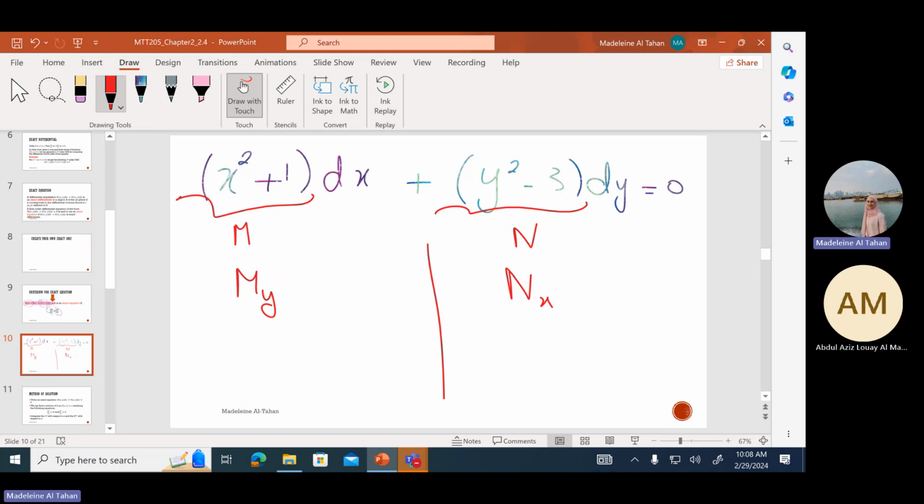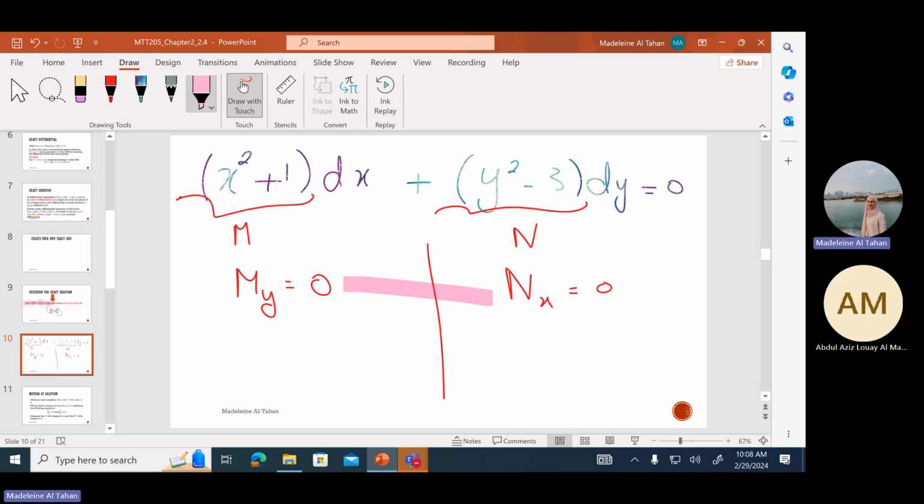Is it clear till now? What do you mean by my? Derivative of m with respect to y. What's the derivative of m with respect to y? 0. All of us agree with Sultan that it's 0? Does it contain y? No. So what's the derivative of it? Derivative of n with respect to x? So 0. 0, right?